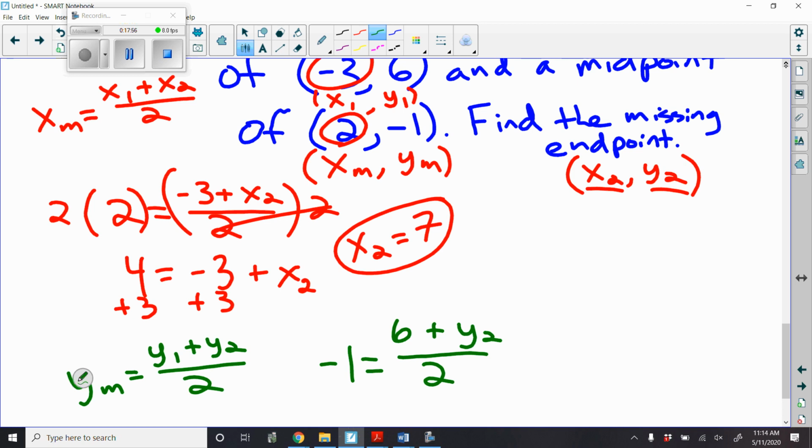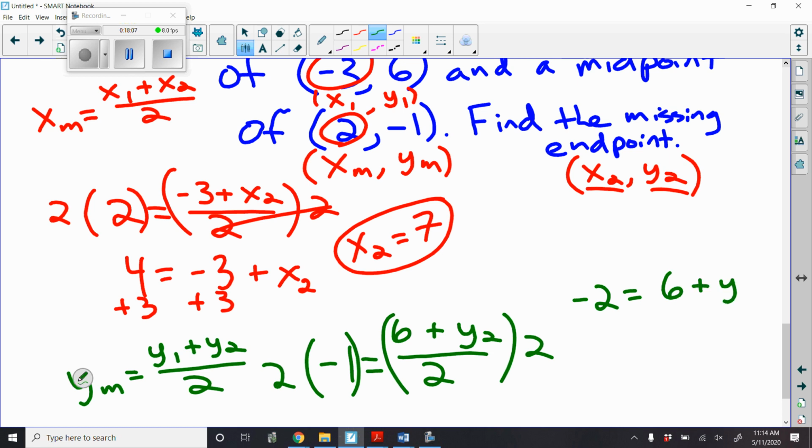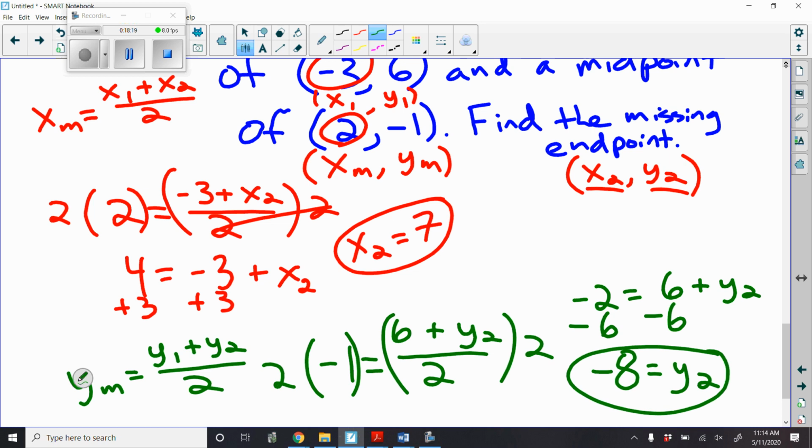And again, I'm just going to have to solve this thing. I'm going to solve first by multiplying by 2. 2 times -1 is -2 equals 6 plus y2. And now to get y2 alone, I have to subtract 6 from both sides. -2 minus 6 is -8. And I get my other endpoint coordinate. So then my final answer is, my endpoint is 7, comma, -8.